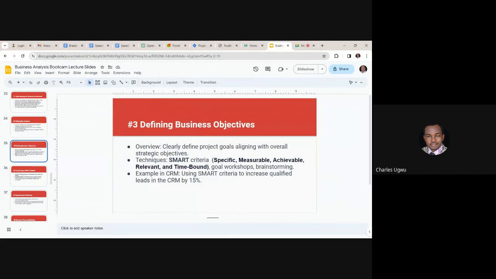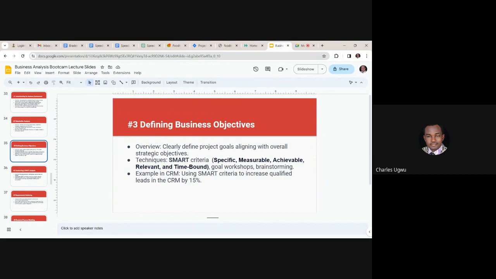So after understanding stakeholders, the next thing we need to do is to understand the business objective. We need to clearly define the project goals and objectives, how the goals align with the overall strategic objectives of the organization. So we need to understand the objective of the project we are planning to execute.